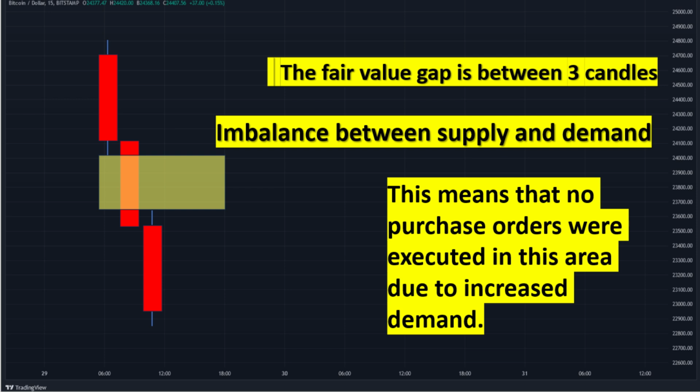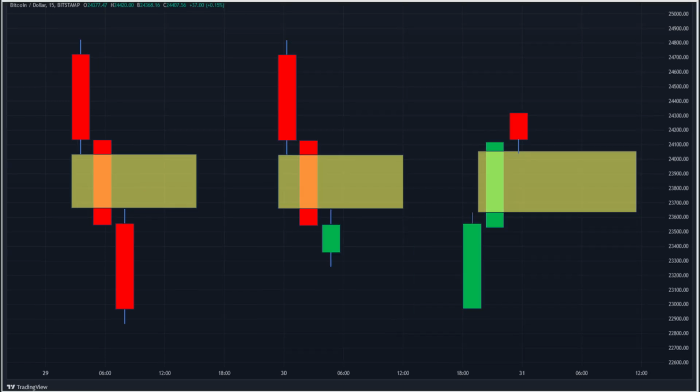Okay, now the question is, do these three candles have to look like this? No, they don't have to. I'll show you some shapes. We might have candles like this, three consecutive red candles. This might be the case in a bearish market. This might be the case in a bullish market.